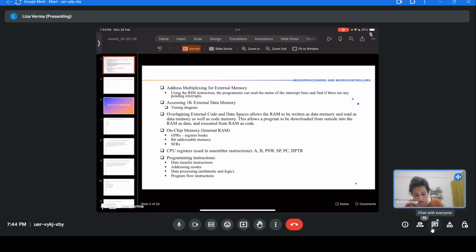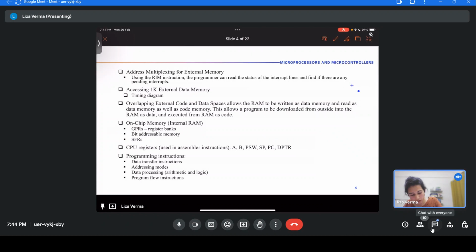Right. So there's this line from my previous PPT. Please ignore this. Address multiplexing for external memory and external data memory were also discussed with the timing diagrams. Then we have overlapping of external code and data spaces.